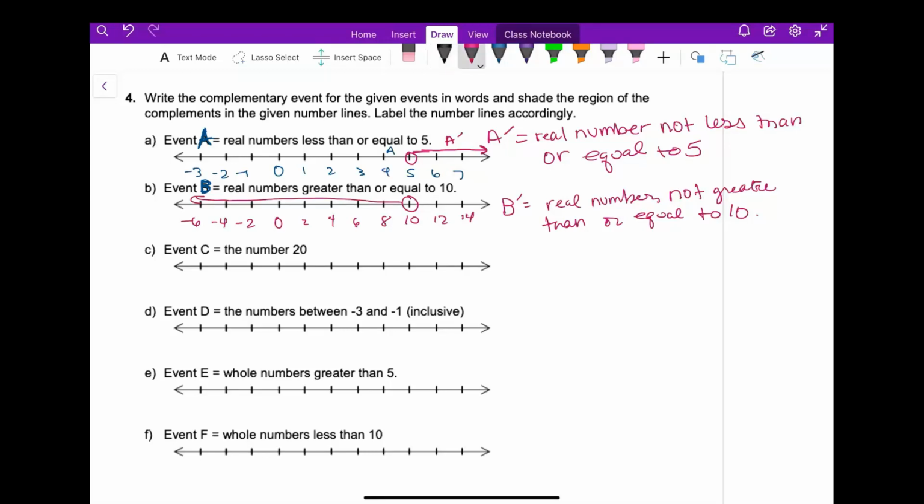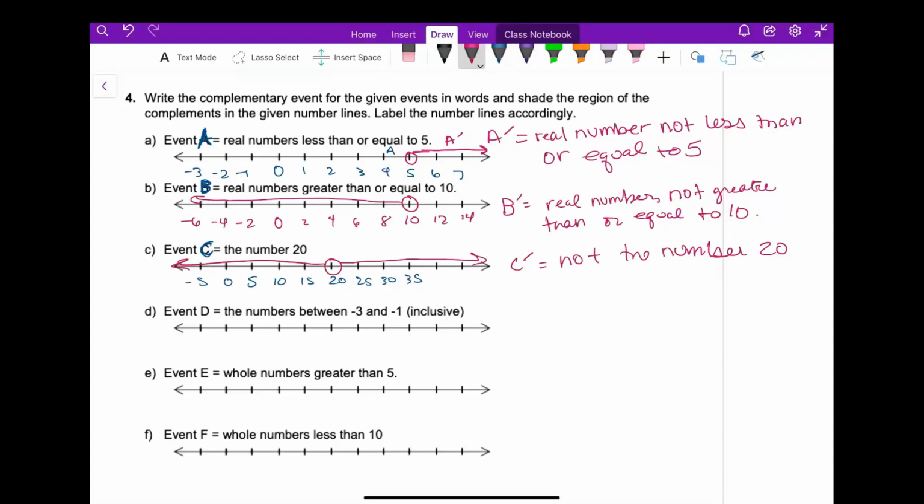Last one, C complement. It says the number 20, not the number 20. Let's label 0, let's do 5, 10, 15, 20, 25, and so on, -5. So the number 20 would be right here. Let's do the complement, not the number 20. So my 20 is definitely not in the circle, and any of these are not the number 20.